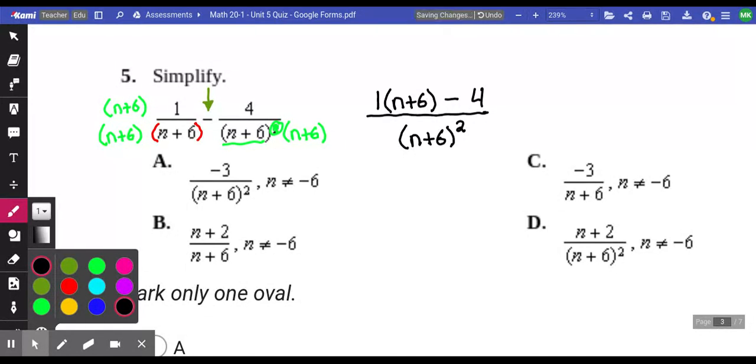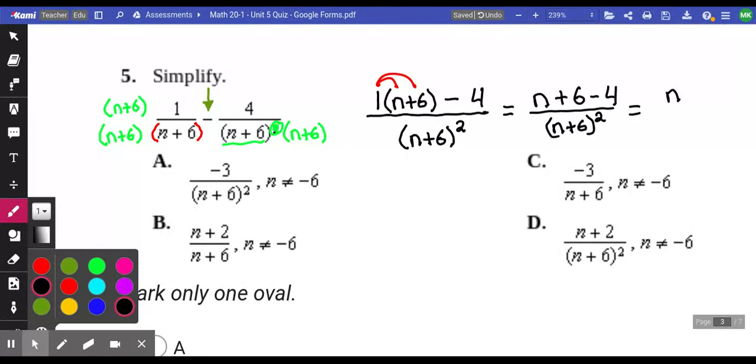I kind of skipped that step, so I just already wrote it as one fraction because I knew I had a common denominator. Once I have a common denominator, I need to expand on the top. So I'm going to multiply that 1 into the brackets. That gives me n plus 6 minus 4 divided by n plus 6 squared, giving me n plus 2 on the top, n plus 6 squared on the bottom.